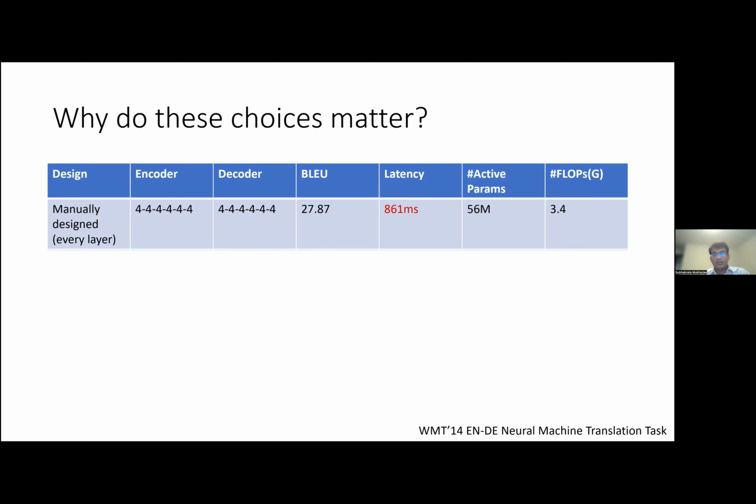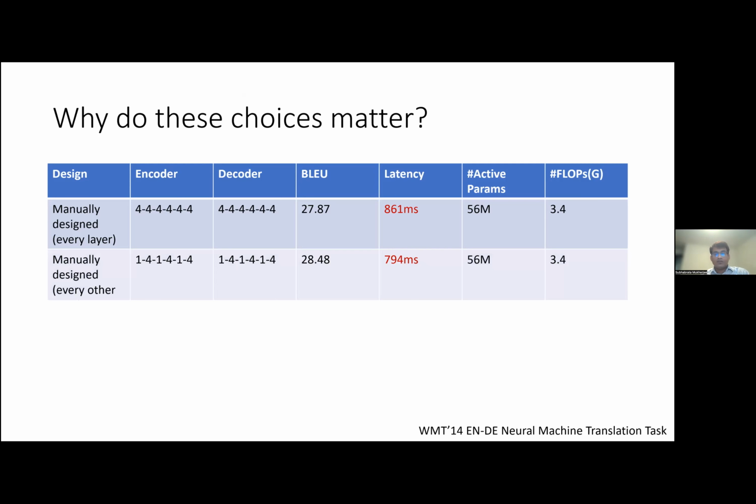We measure the neural machine translation task performance in terms of the BLEU score. We show the latency here, which is measured on a single CPU. We show the active parameters. Again, remember that the MoE network can be very large, but not all of the parameters are active at the same time. How many parameters are active depends on what routing policy you choose and which expert you choose. In this case, we are activating only 1 expert at a time, and then we also measure the FLOPs.